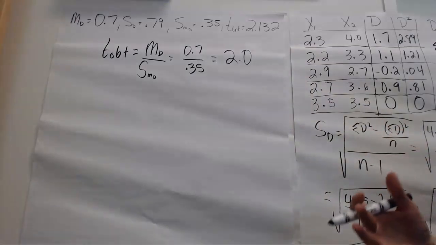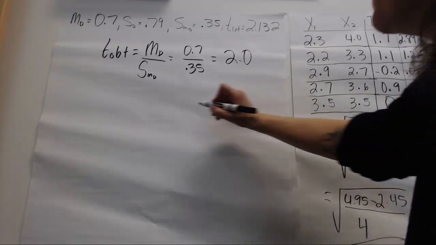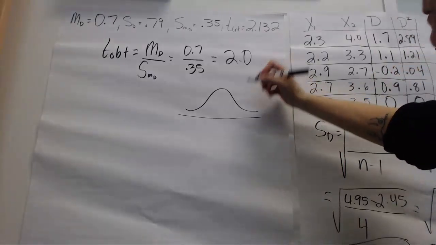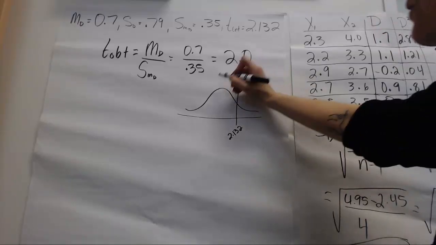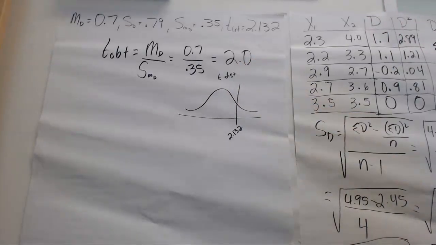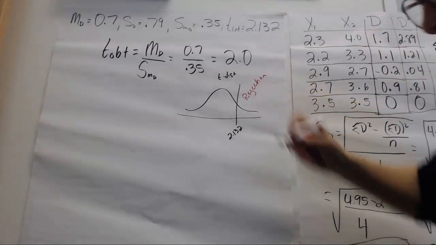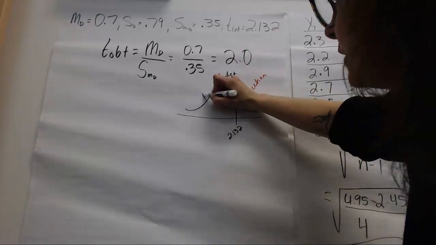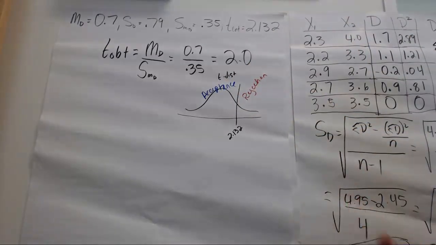Okay, so now we have to make a decision, right? As we were doing all along, we have to compare our t obtained to our t critical value. If 2.132 is our critical value in this t distribution, and this is our cutoff, this side is the rejection region, and this side is the acceptance region. And again, when we're talking about rejection or acceptance, we're talking about rejecting or accepting the null.